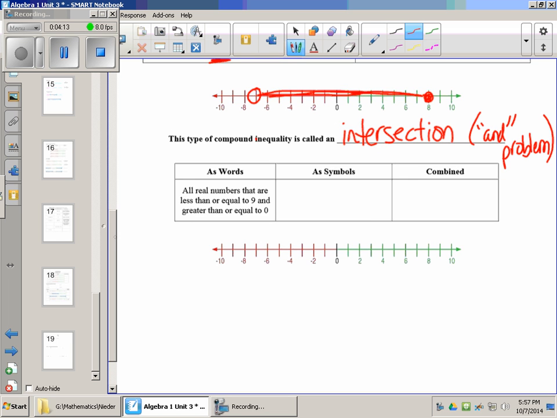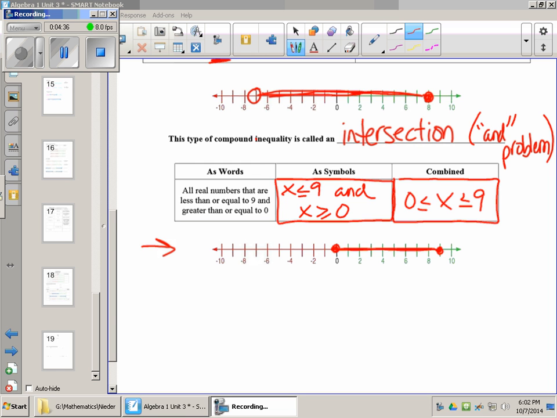We've got all real numbers that are less than or equal to 9 and greater than or equal to 0. What I want you to do is write two separate inequalities in this box, break it down to two separate inequalities, and then combine them into a compound inequality here, and then make a sketch. Substitute, please hit pause while the students do that, and hit play again as soon as they're done.